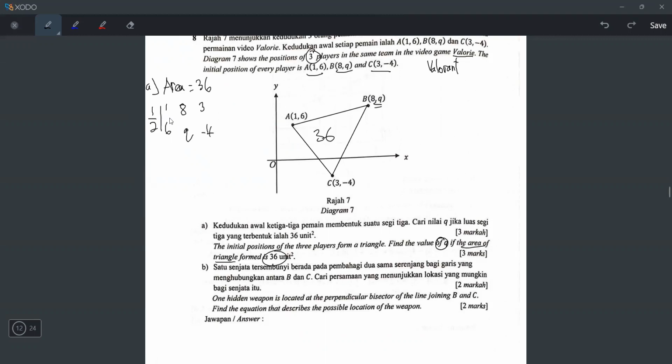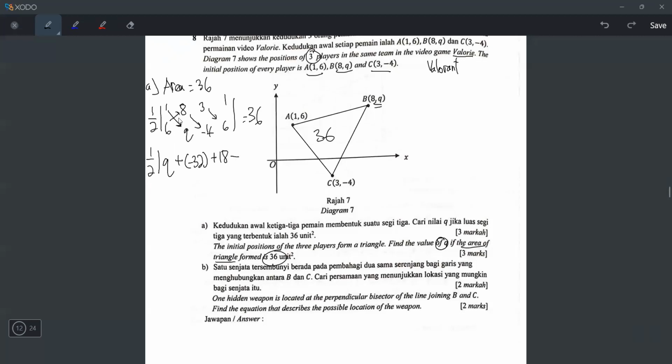And before you close the modulus, repeat the first one. 1, 6 equals to 36. And then now I'll write 1 over 2 modulus, and then I will cross multiply. Always start from first row, first column. 1 times Q, Q, plus 8 times negative 4, negative 32, plus 3 times 6, 18, minus.